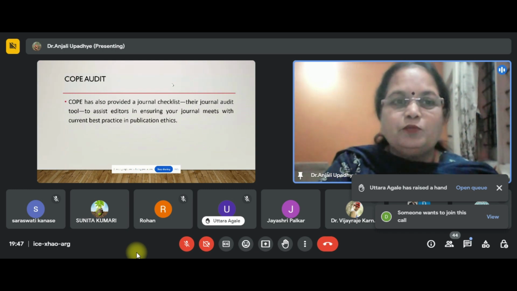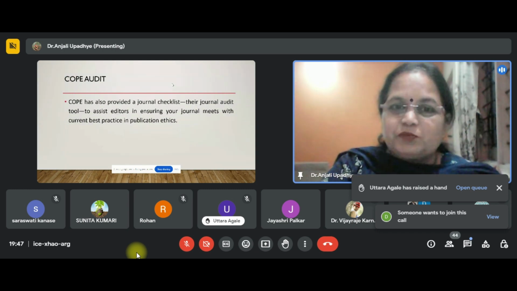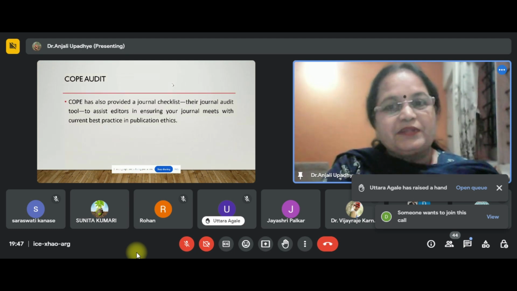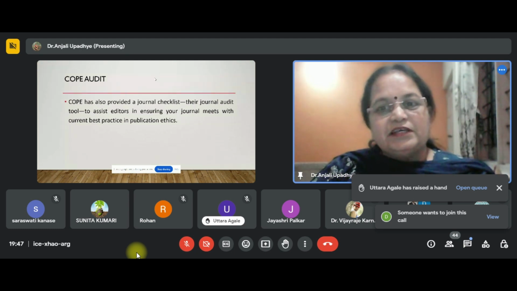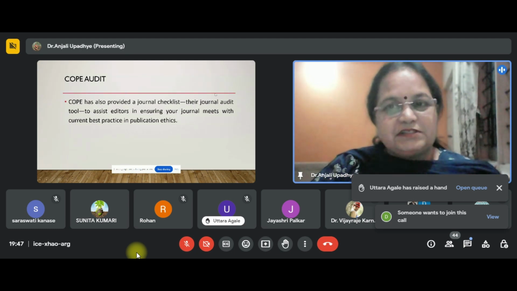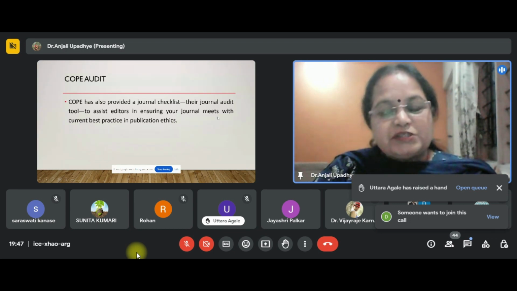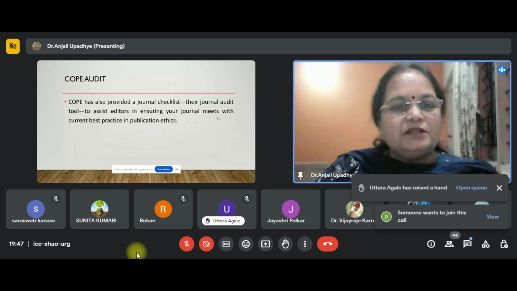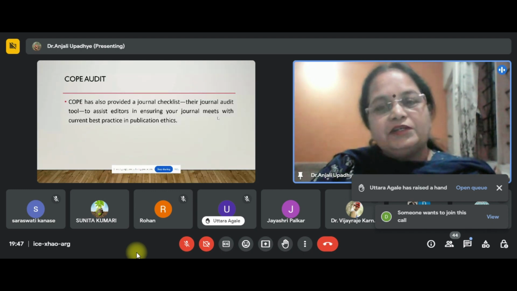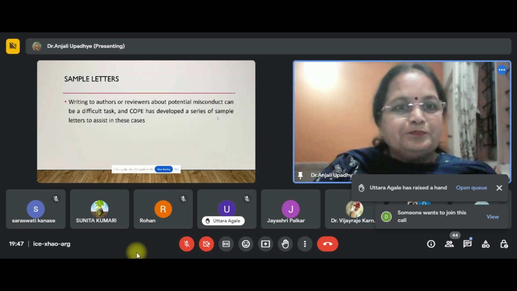So there is always a COPE audit. COPE also provides the journal checklist. This journal checklist is followed by all the journals, and that is why the journal audit tool is there. It ensures that the particular journal meets best practice, or that it is an authentic journal.